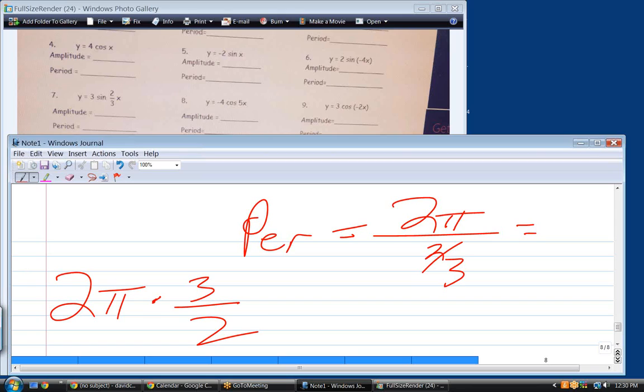That would be 6 halves pi, so then 3 pi? Yep. So that's the period for number 7. Okay.